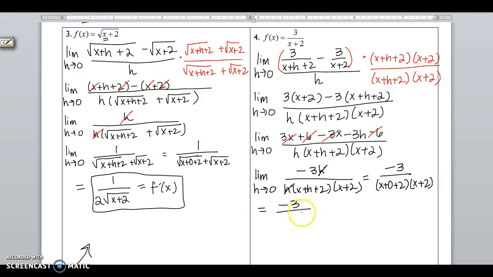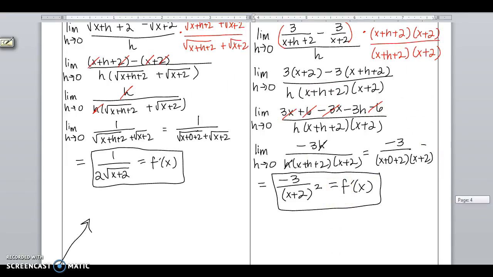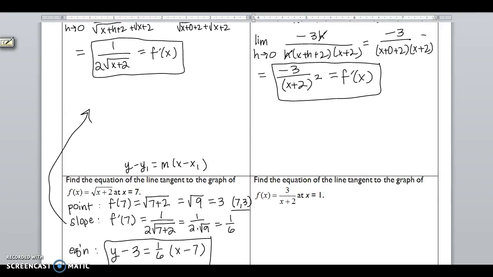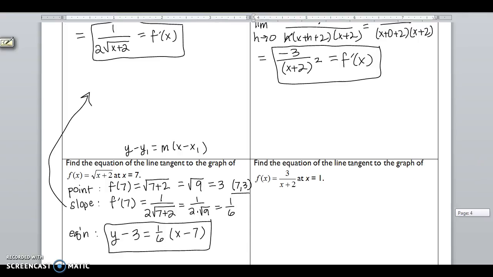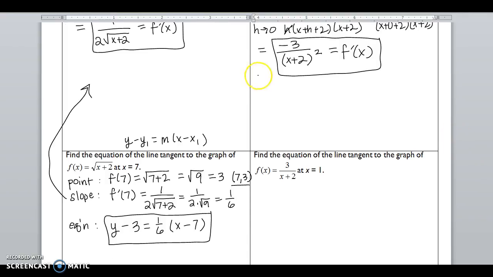And so we get negative 3 over x plus 2 squared. So that is our f prime of x. So that is our derivative equation. So the last thing we want to do is find the equation of the tangent line. Once again, you need the point and slope.